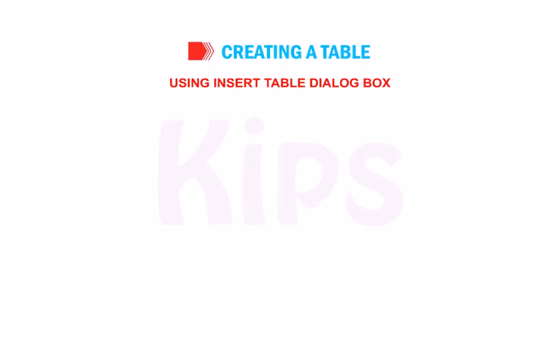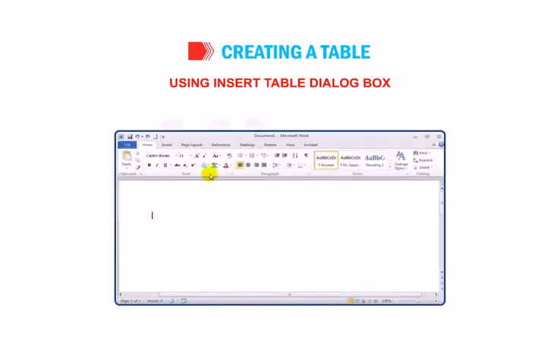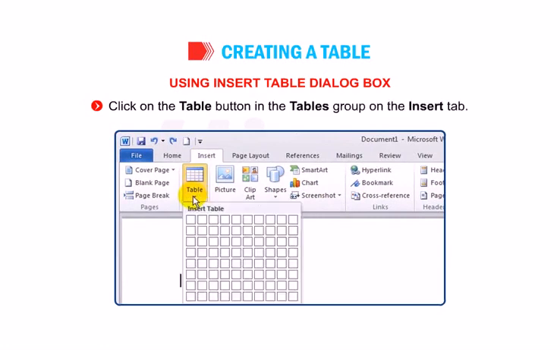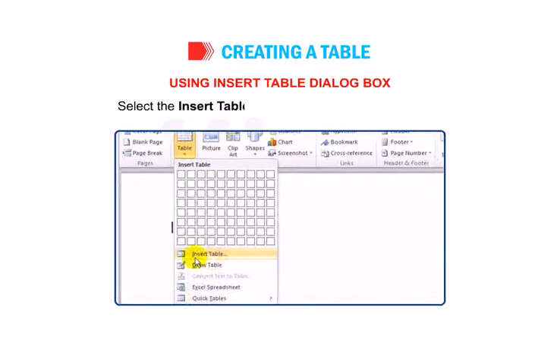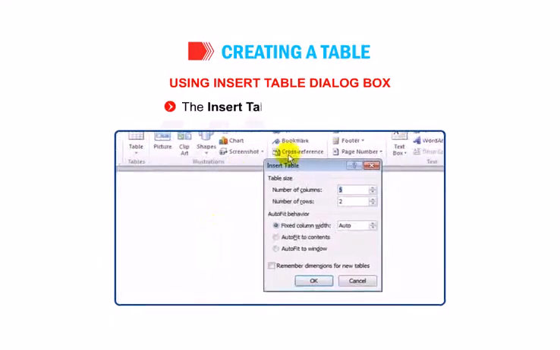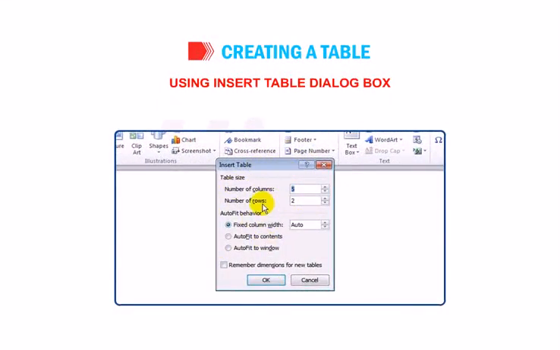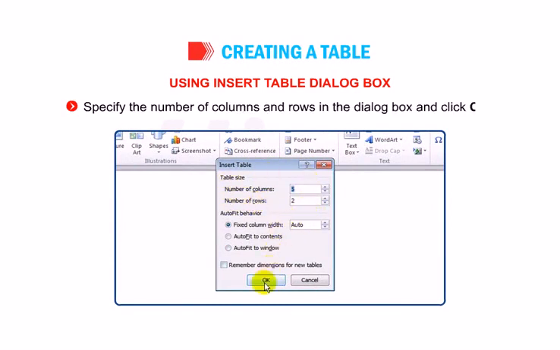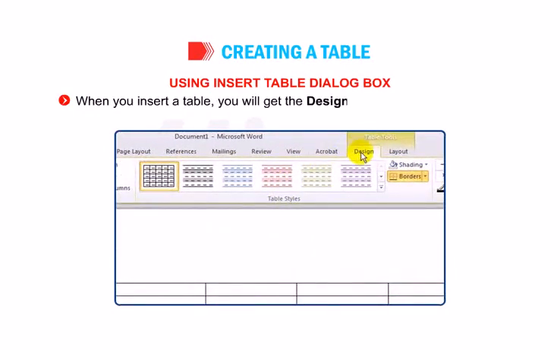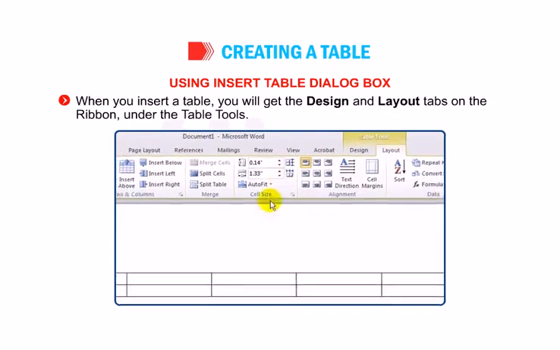Using Insert Table dialog box. Click on the Table button in the Tables group on the Insert tab. Select the Insert Table option from the drop-down menu. The Insert Table dialog box appears. Specify the number of columns and rows in the dialog box and click OK. When you insert a table, you will get the Design and Layout tabs on the ribbon under the Table Tools.